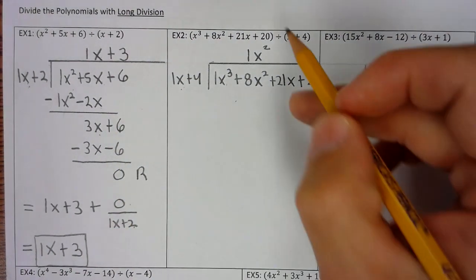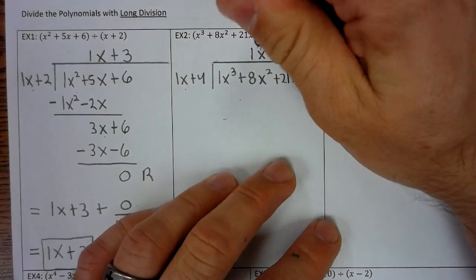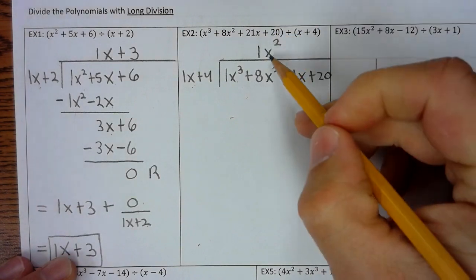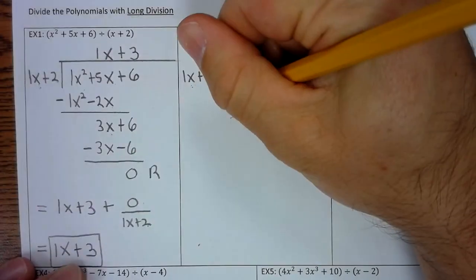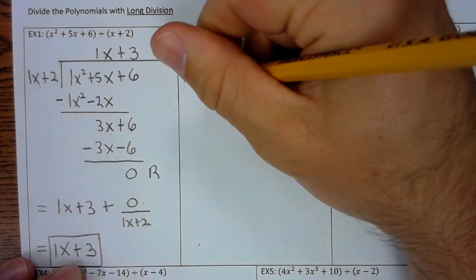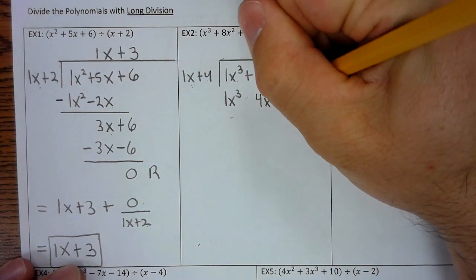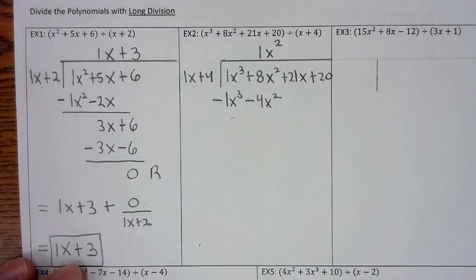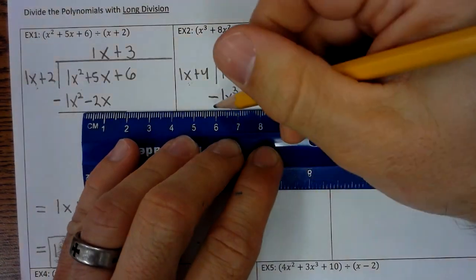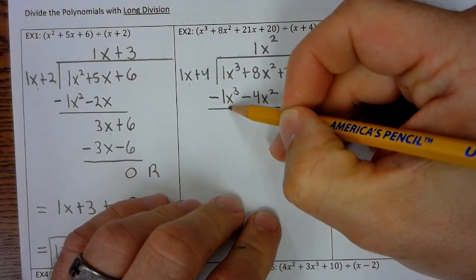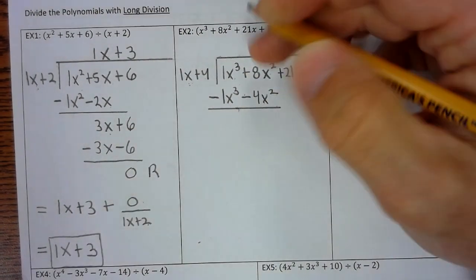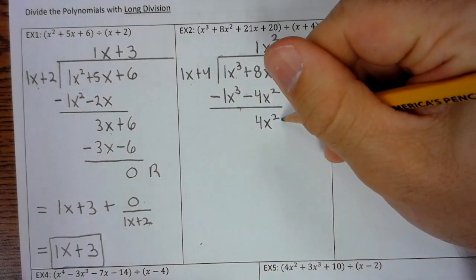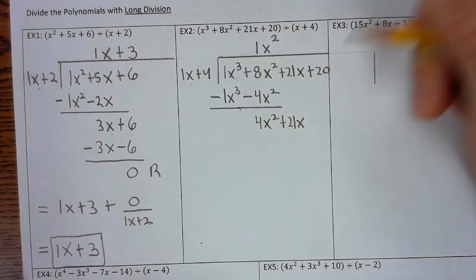Okay? Now, step 2, we multiply. So 1x squared, and that 2 is really ugly. Let me try to fix that. So now we multiply 1x squared times 1x is 1x cubed. 1x squared times 4 is 4x squared. Now we subtract. If you did this correctly, this term will always cancel. So now x squared minus 4x squared is 4x squared. The next step is we bring down, so bring down only the 21x.